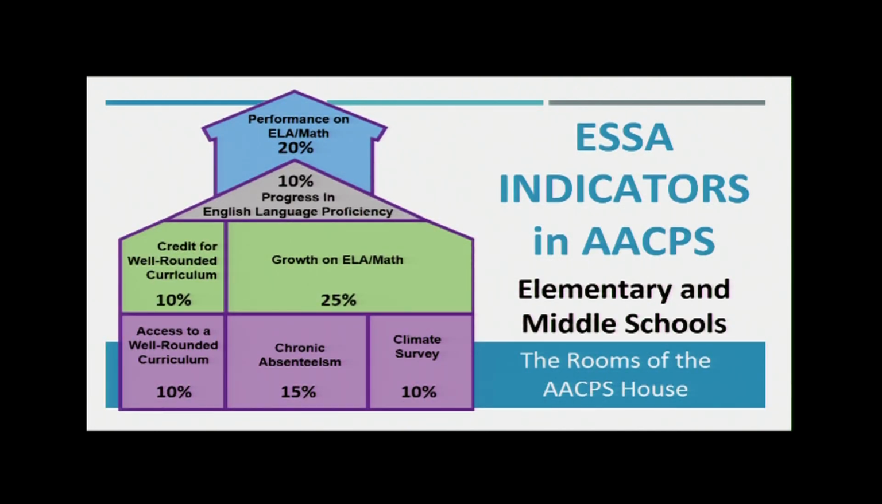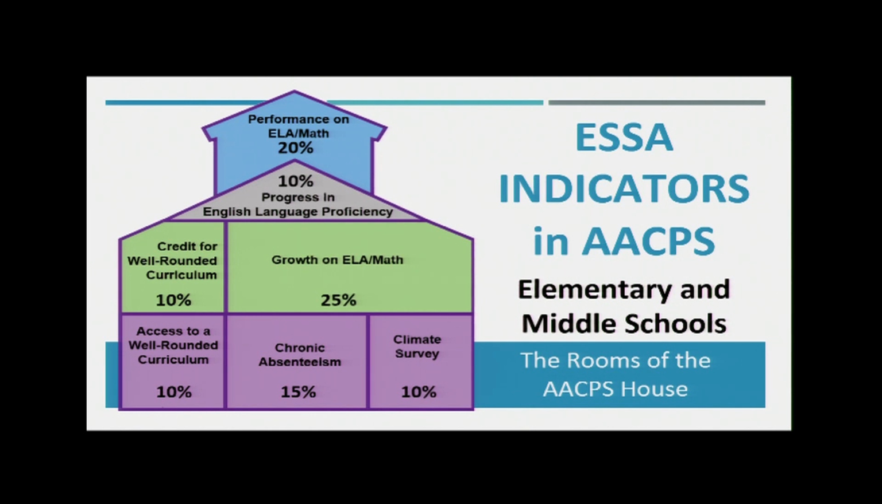So what do these indicators look like in our house? What you see in front of you is a representation of our schoolhouse, and this is for elementary and middle schools. If you take a look at the purple, the foundation of our schoolhouse, you will see three of the categories Michelle just mentioned: access to a well-rounded education, which is enrollment; chronic absenteeism, which is students who are absent more than 10%; and the climate survey, which we'll give for the first time in spring of 2019.